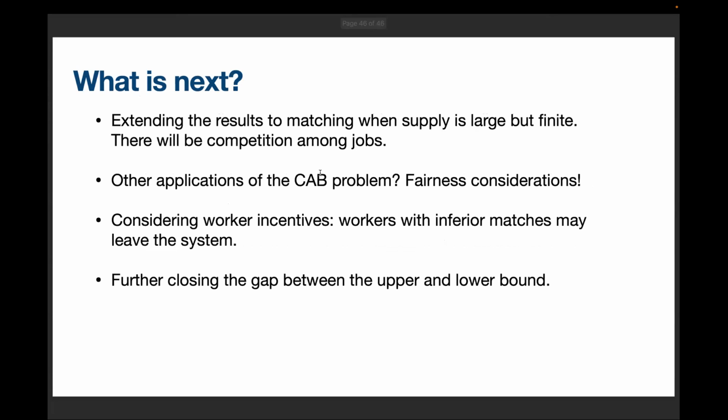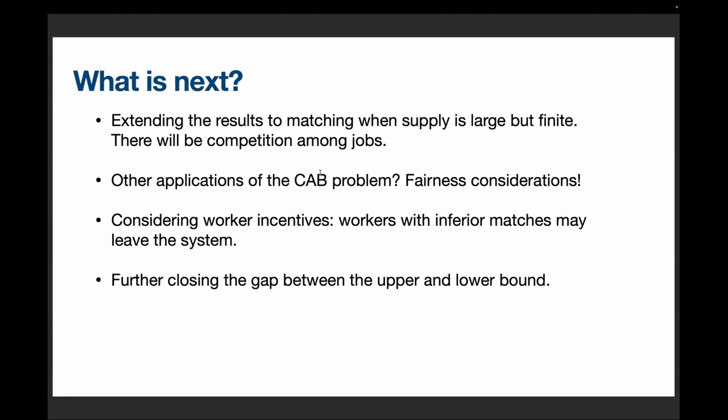In terms of future directions, if I think about the application side, extending the results to matching when supply is large but finite can be an interesting direction to explore, because in that setting there will be competition among jobs. Things will not decompose anymore. And the other thing is, because this variation of the multi-armed bandit setting is interesting by itself, I'm wondering if there are some other applications of this problem, and I'm throwing out some ideas there.